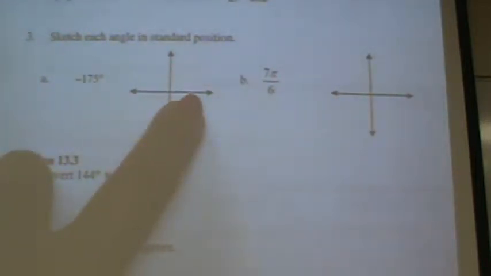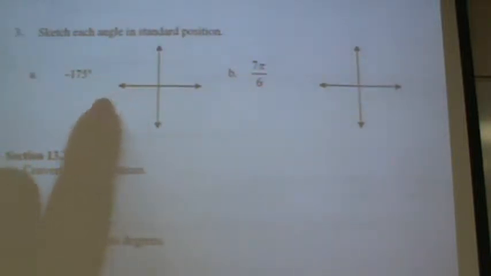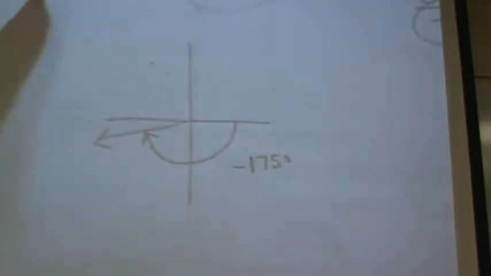How do you draw a negative angle? You're starting in standard position and you're going to go backwards. From here to here is 180. So negative 175 would look like this. And your arrow would look like that. So this would be negative 175 degrees.